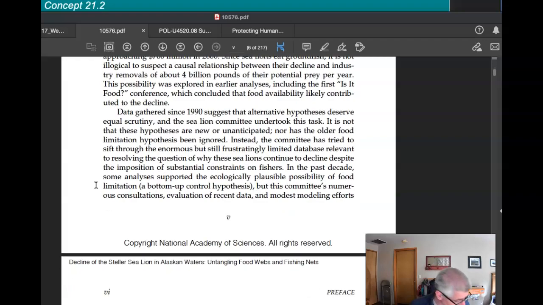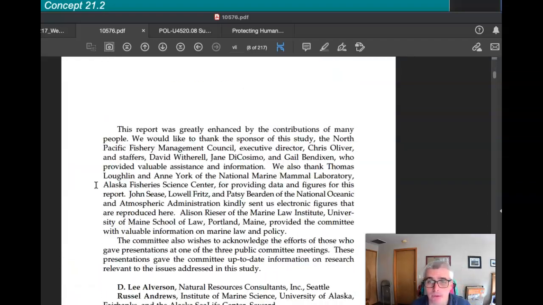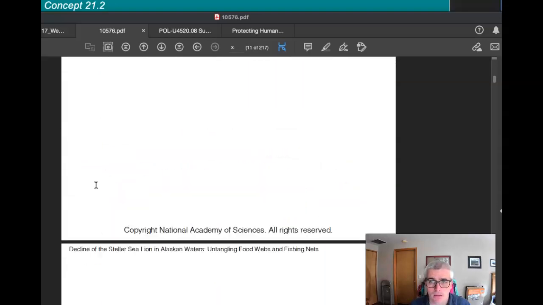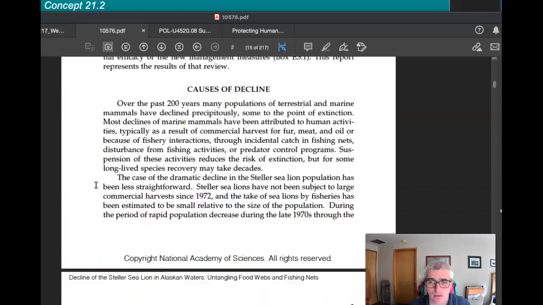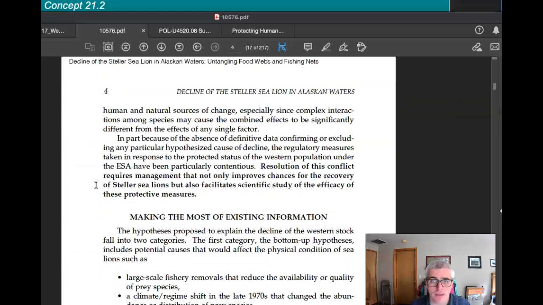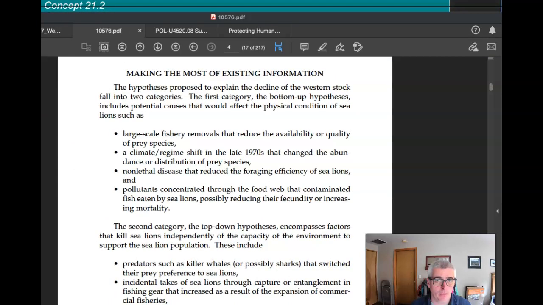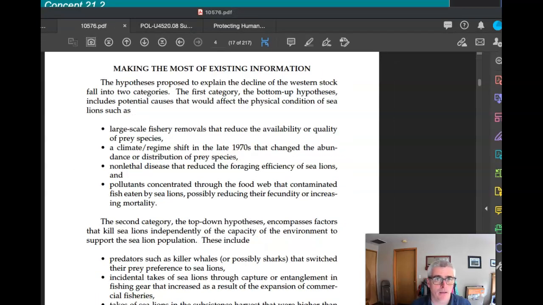Okay, so page 4 is what I want to look at first. Acknowledgements, blah, blah, blah. I'm not going to bore you with this, but I think it's important to be able to have differing hypotheses on an observed phenomenon.